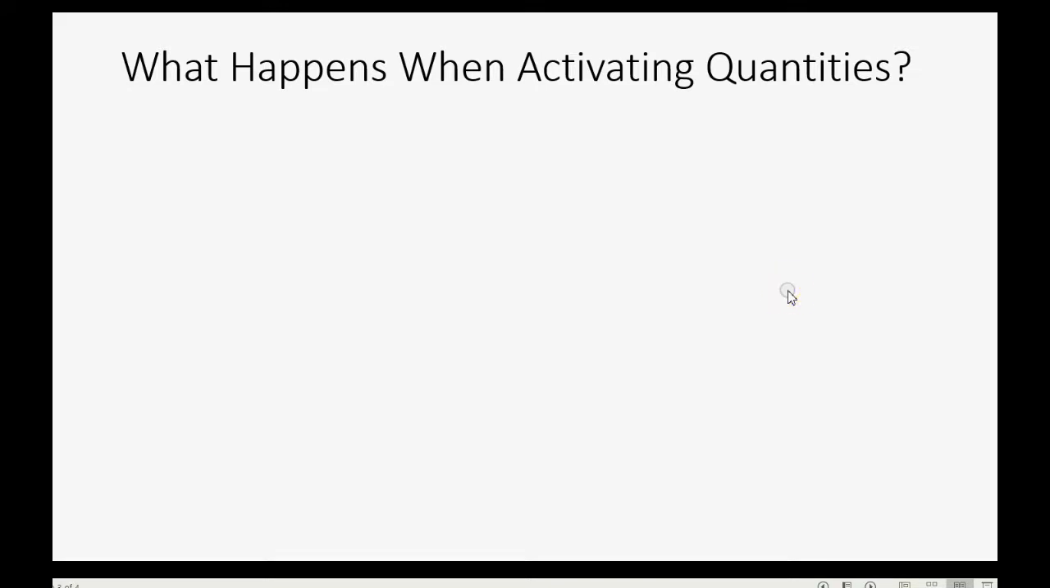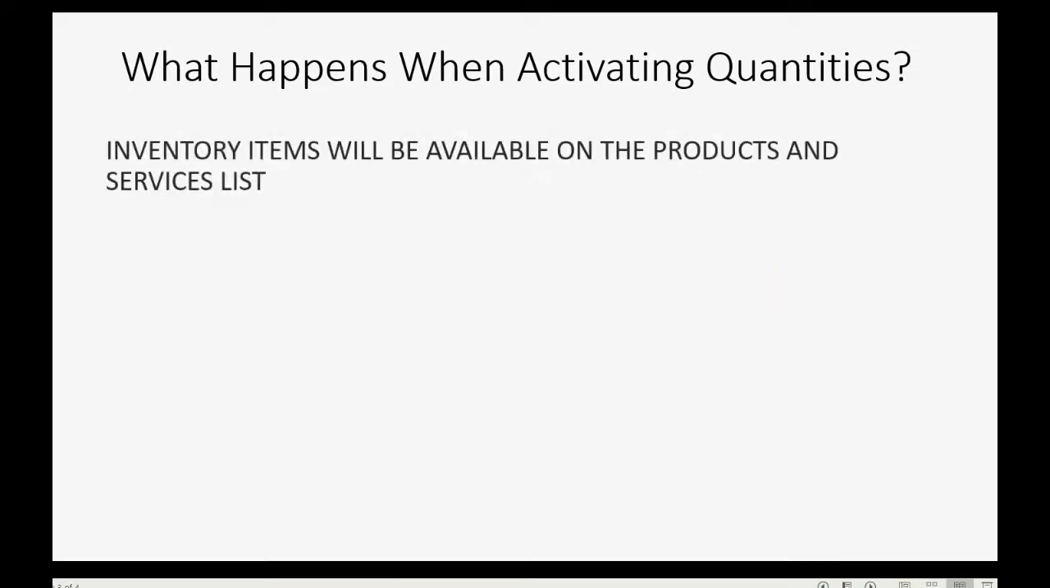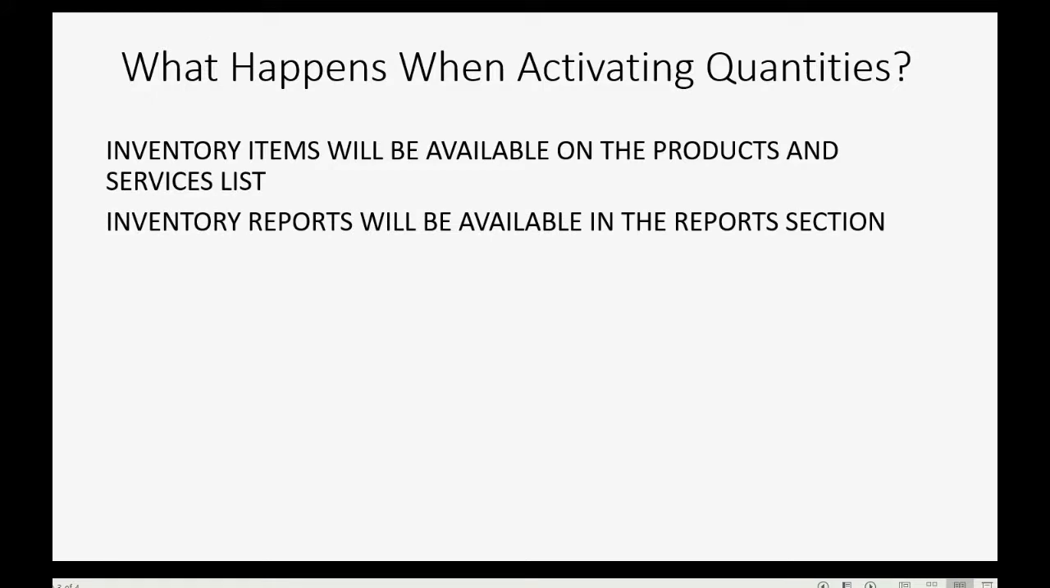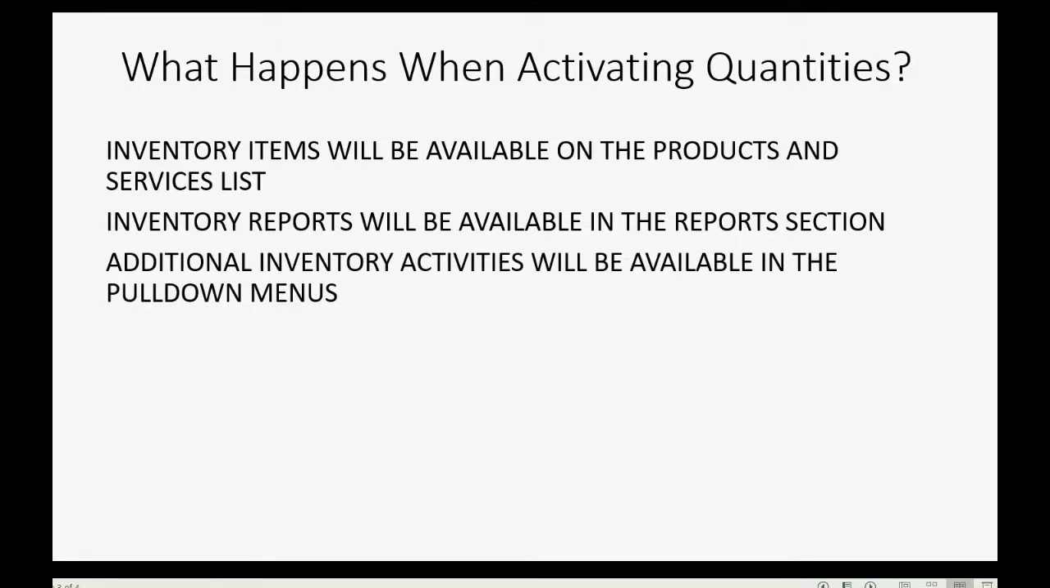What happens when you activate quantities? Well, inventory items will be available on the Products and Services list. You saw in the previous video that only non-inventory parts were available, but after you activate inventory, when you go back to the Products and Service list, you will have an option to add inventory items. Inventory reports will be available in the Reports section, and additional inventory activities will be available in the pull-down menus.